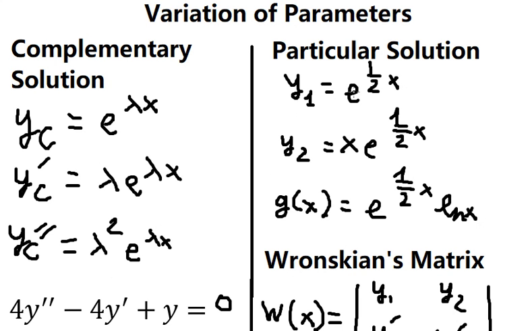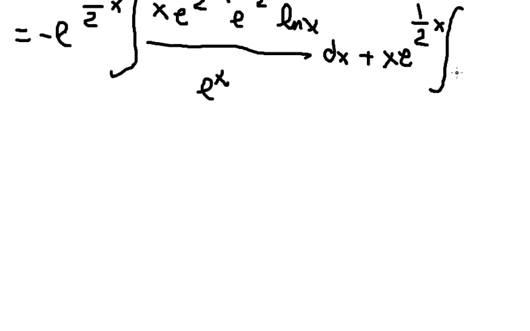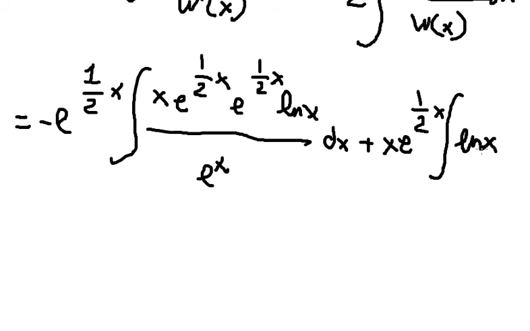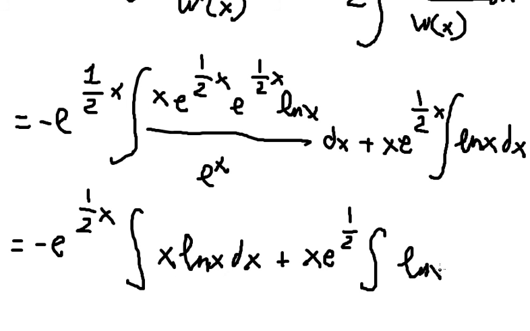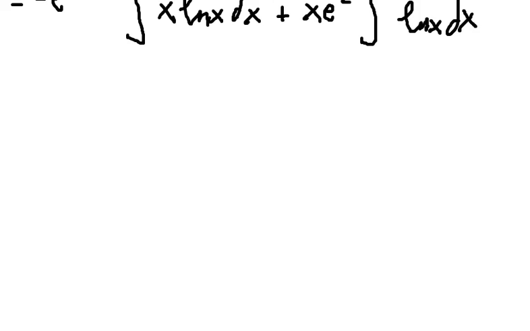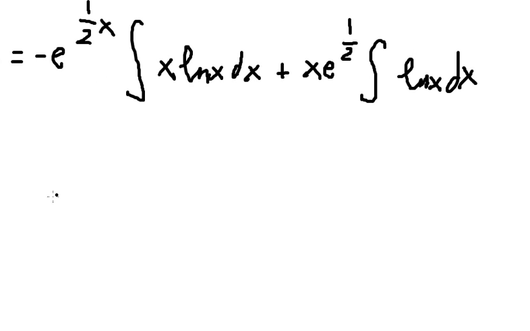So y1, that's e to the power of 1 over 2 s. This one e to the power of 1 over 2 s, ln s. We divide this one, so we simplify and you get ln s. Now we can do similar for this one. And we have s ln s ds. Now we can do this integration.